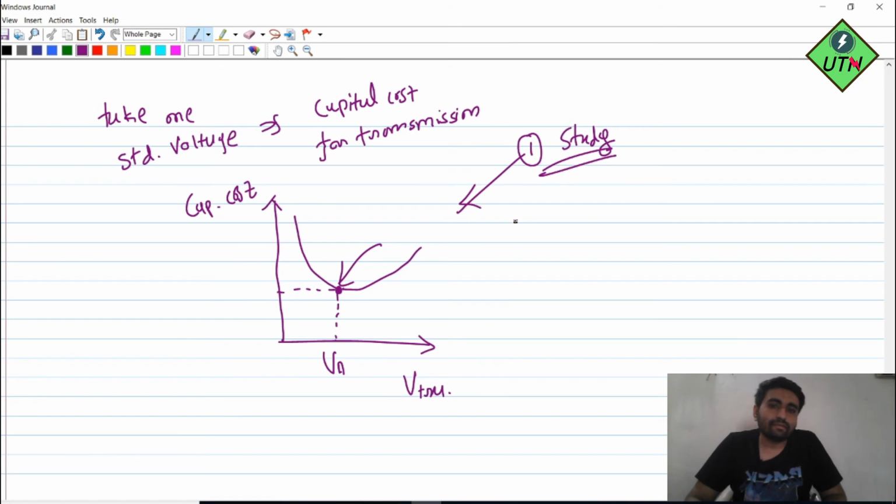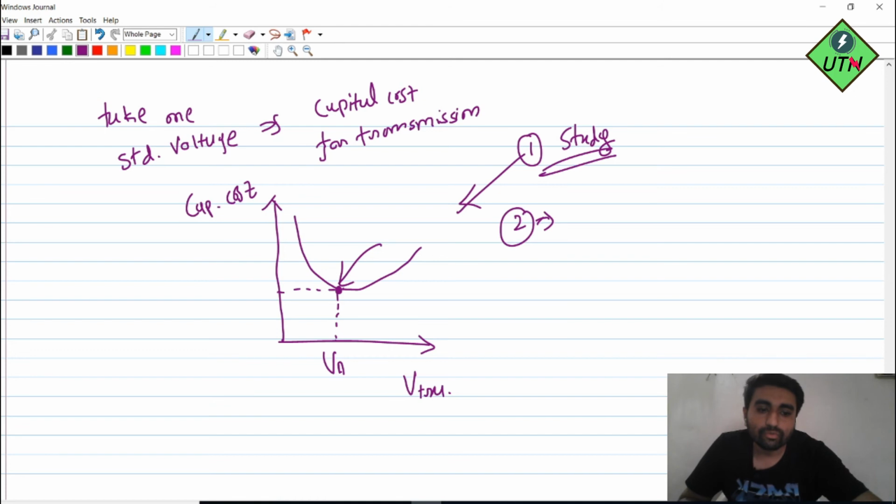But on the other hand, we have to take into consideration the amount of power that we are transmitting. We also have to consider till what distance we are transmitting the power. We also have to consider the weight of the conductors, right?